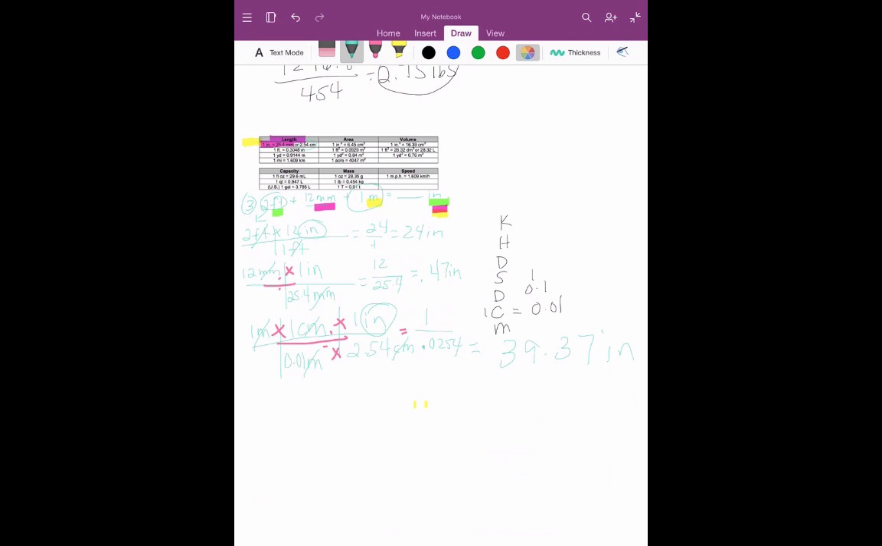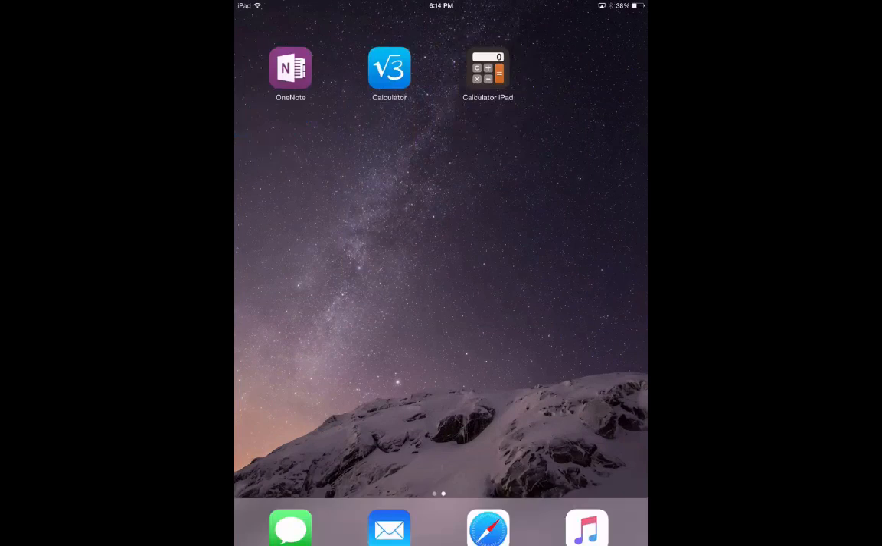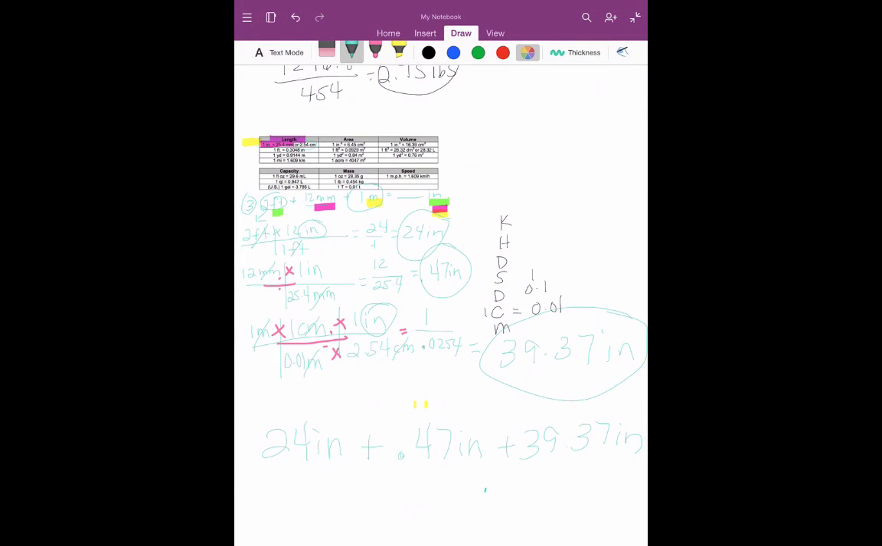To complete the problem, we have to add all three of these things together. 24 inches plus 0.47 inches plus 39.37 inches. Going back to the calculator, we have 24 plus 0.47 plus 39.37 equals, that's going to give us 63.84. So this whole thing equals 63.84, and our units again are inches.